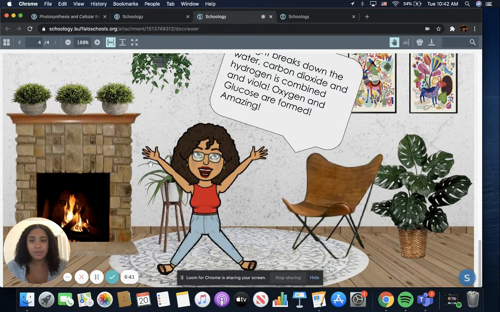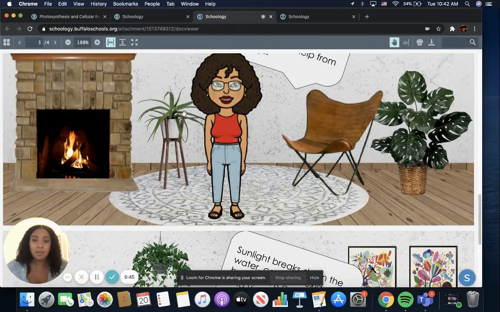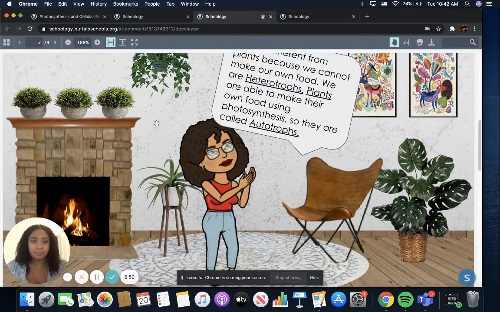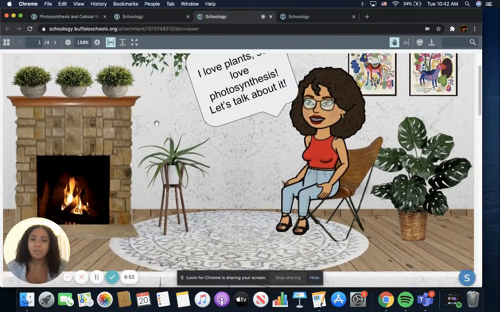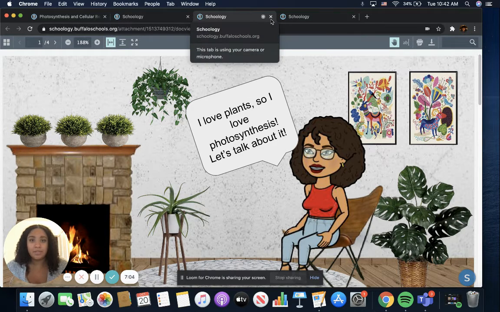So if you use Google Slides, be creative. You could use a Bitmoji, or you could use another photograph that you see on Google. Just like you used the Get to Know You project, the Google Slides on the locker, you could do the same thing. Instead of talking about you, you could talk about photosynthesis or cellular respiration.